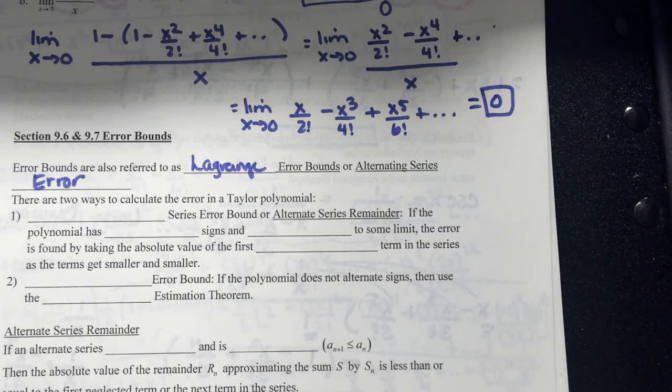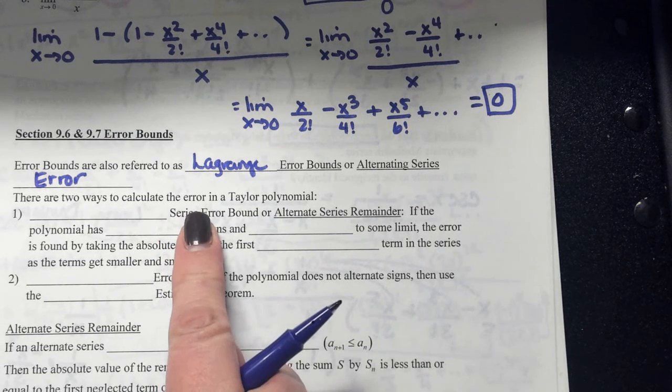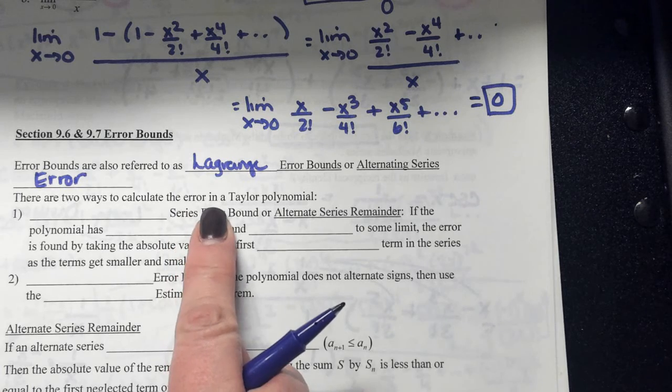Those are the two different errors, and they are very specific in terms of the AP exam, which error they're going to want you to use. Even if it's an alternating series, you can still use the Lagrange error bound, but very rarely will they ever ask you to use a Lagrange error on an alternating series, but you could. Obviously, the alternating series error bound you can only use on an alternating series. So there are two ways to calculate the error, like I said, in your Taylor polynomials.